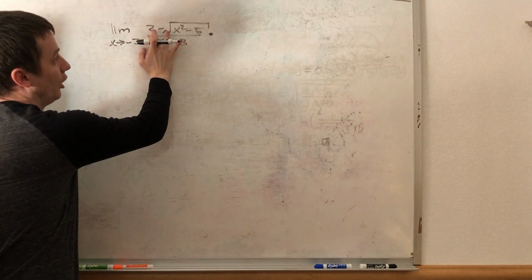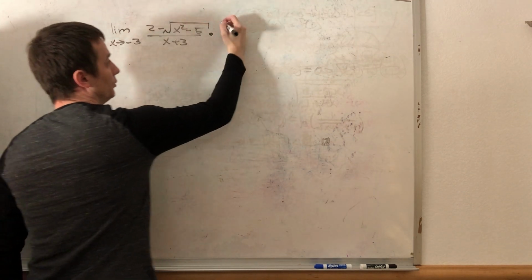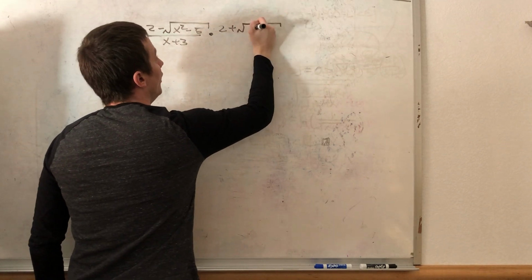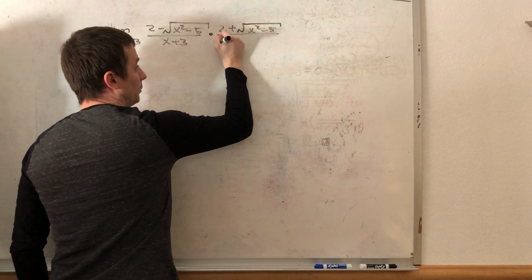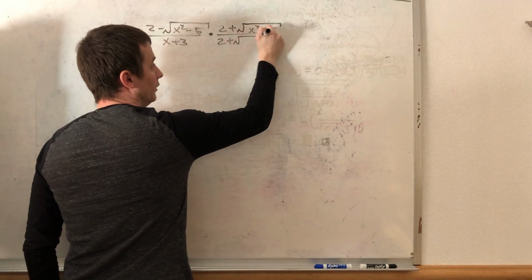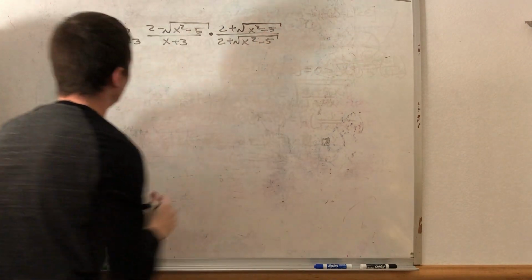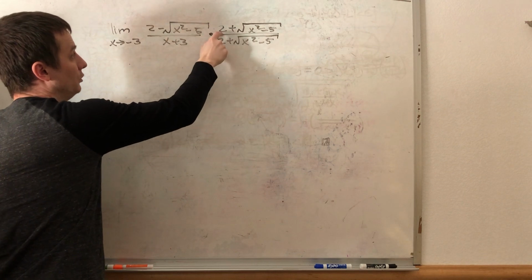Typically, we multiply by the conjugate when we have a number and a square root part. So the conjugate of the numerator is going to be 2 plus the square root of x squared minus 5. And I have to do that top and bottom because I'm just multiplying this by 1. So notice this gives me a much uglier denominator, but it gives me a prettier numerator, because the 2 and the 2 just gives me 2 squared.